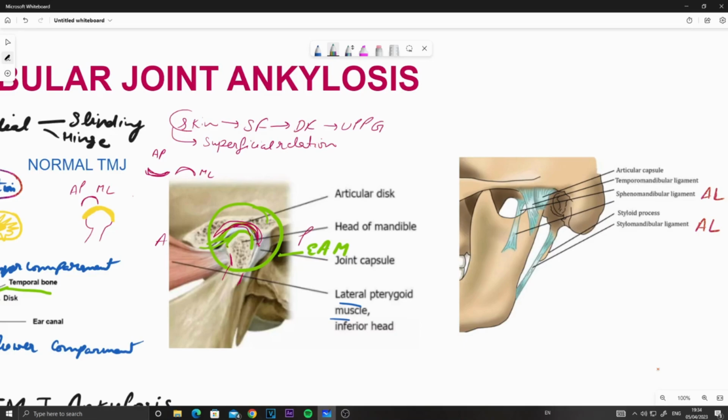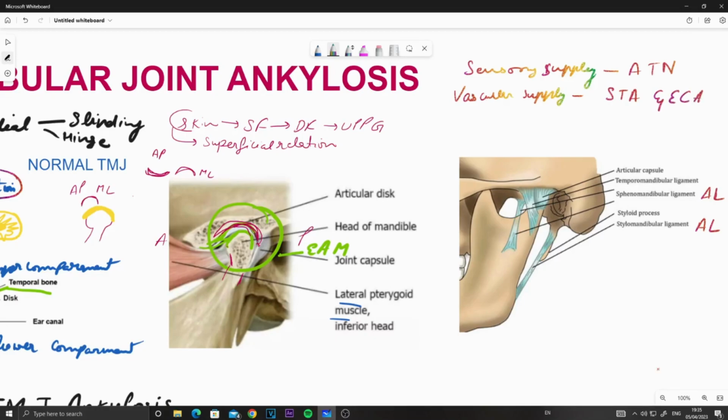The sensory supply of the joint is derived from the auriculotemporal nerve, and the vascular supply is from the superficial temporal artery and external carotid artery.